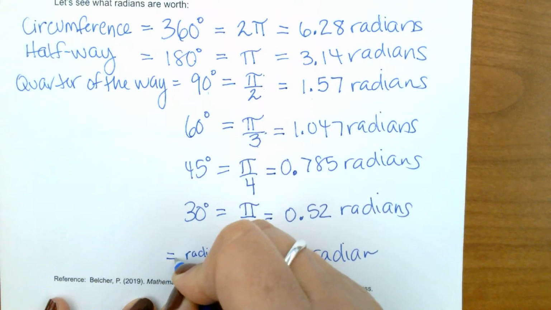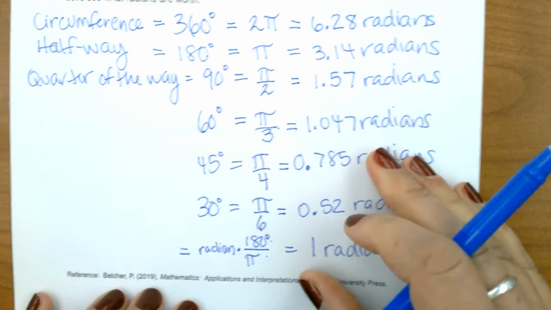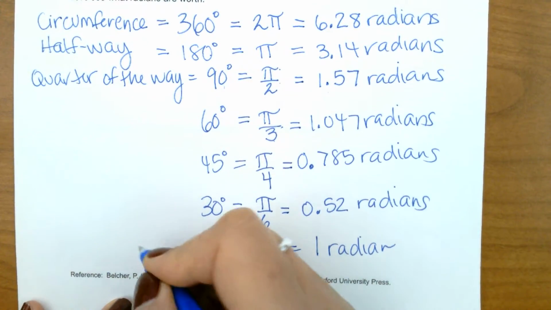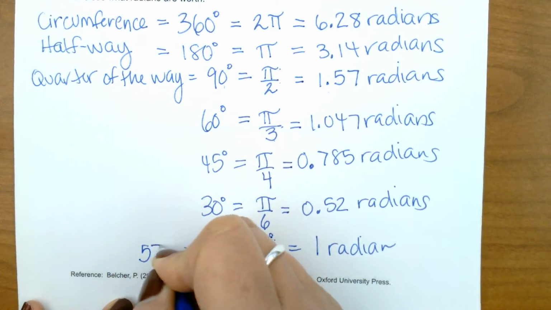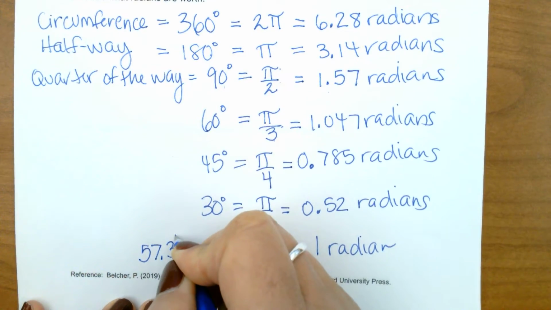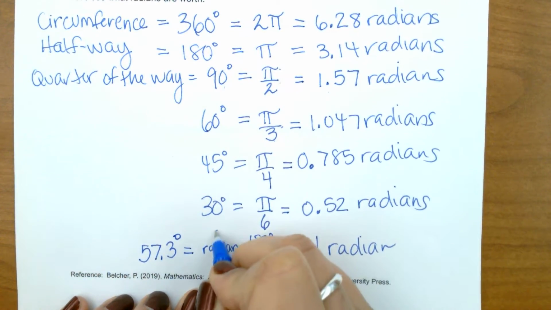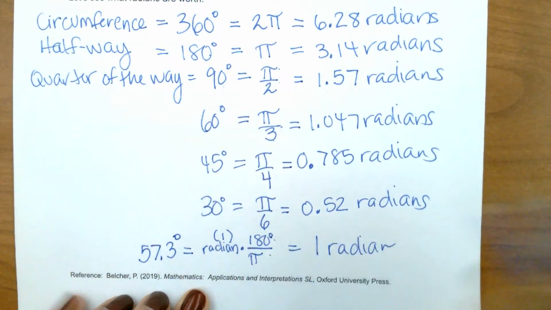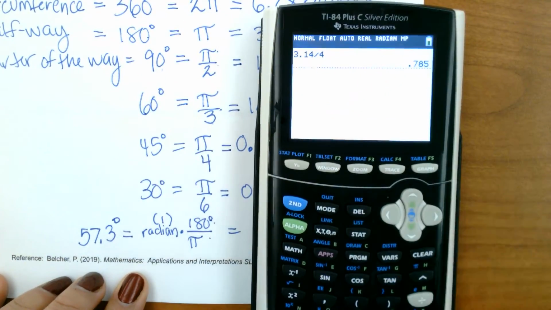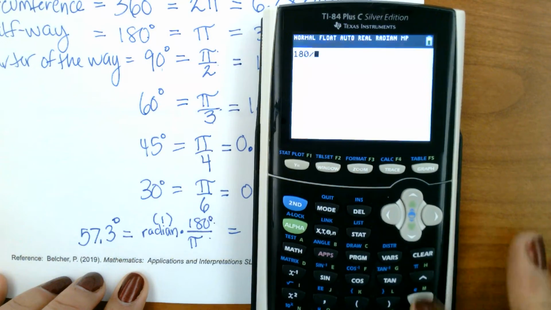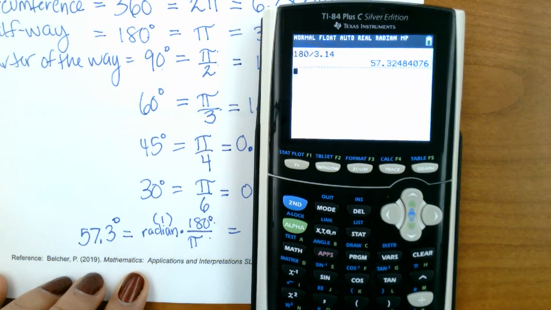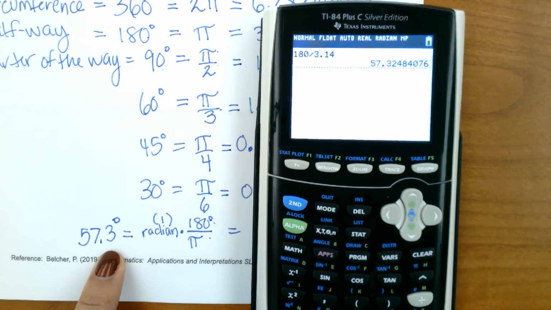So if we multiply 1 radian by 180 divided by pi, we're going to get back to 57.3 degrees. We would do 1 times 180 divided by pi. So 180 divided by 3.14 is going to be 57.3. I just do 3 significant figures.